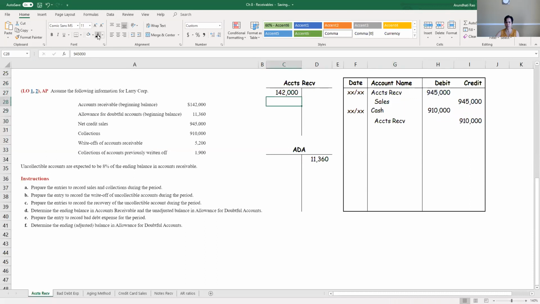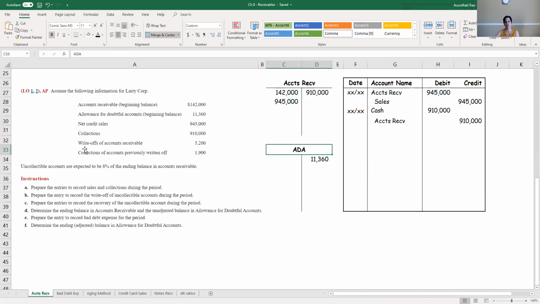Now, as soon as I do these two journal entries, I'm going to go ahead and post it into my ledger, into my T accounts. So 945,000 debit and 910 credit for accounts receivable. I'm not opening the sales account or cash or any other account. I'm just interested in these two accounts. So those are the only two T accounts I'm looking at.